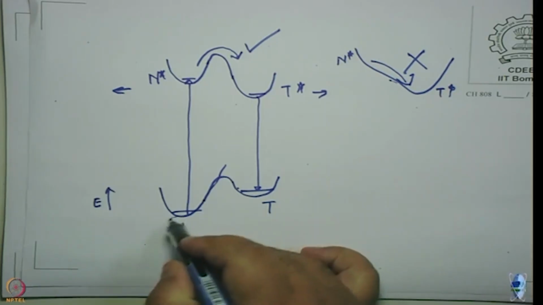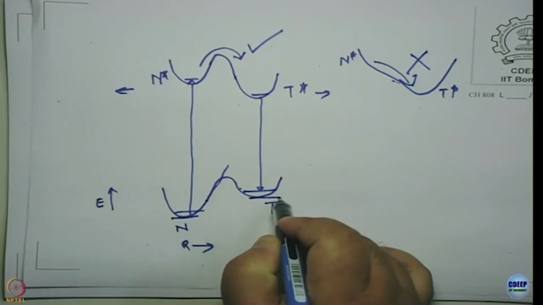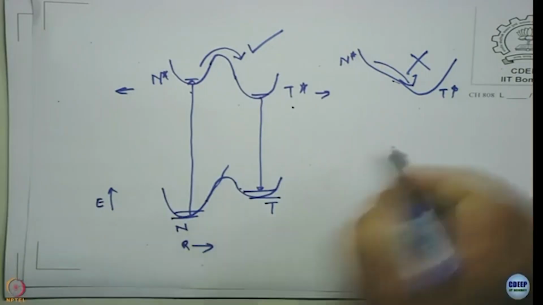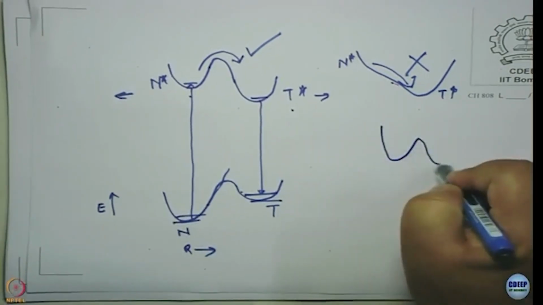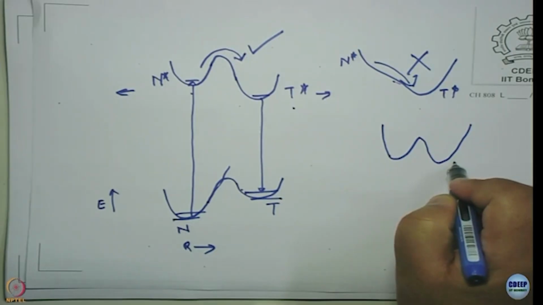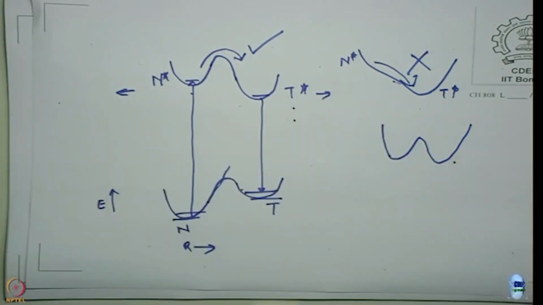Okay, so, what do we have? This is one well, double well potential. Here also a double well potential. Double well potentials can be of two types. If the energy minima are the same, then it is called a symmetric double well potential. If they are not the same, then you call them an asymmetric double well potential.